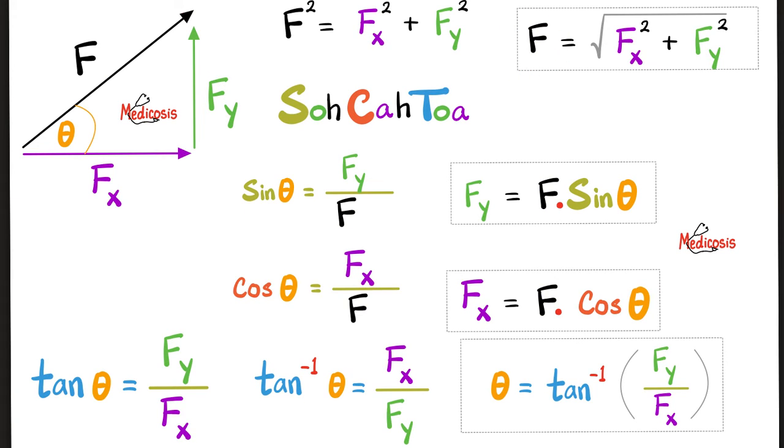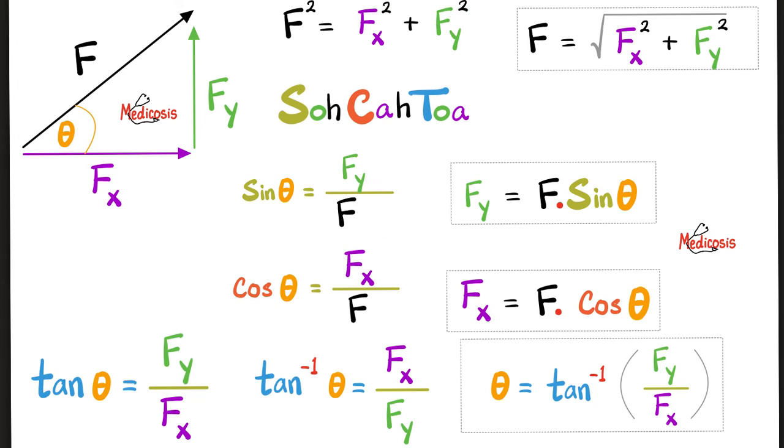So if I need F, I use Pythagoras like this. But what if I need Fx? If you need Fx, you need F cosine theta. Why is this? Because cosine theta, remember cosine is the adjacent over the hypotenuse. Where's the adjacent of theta?